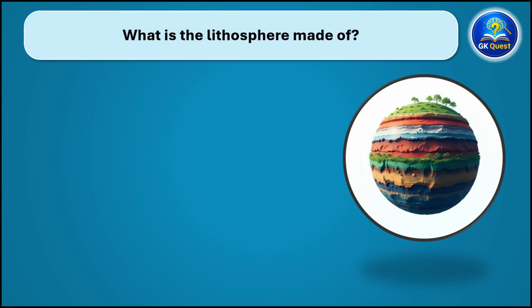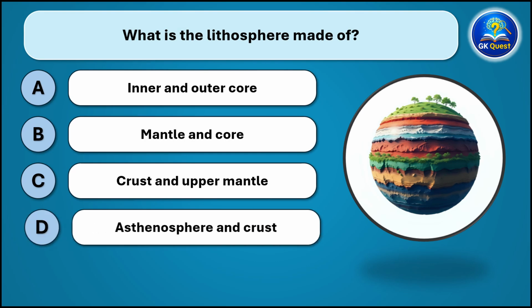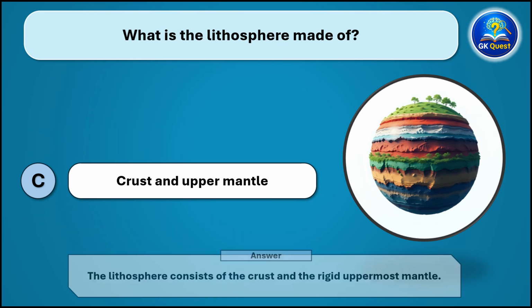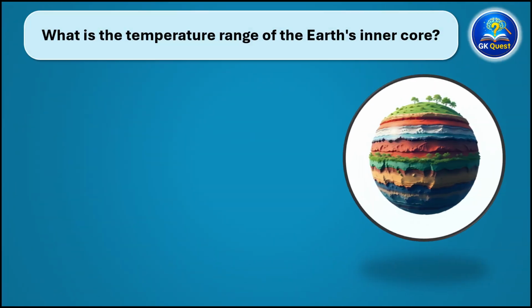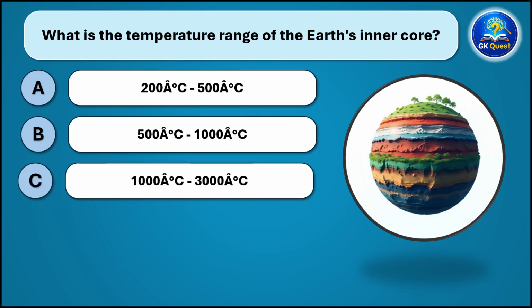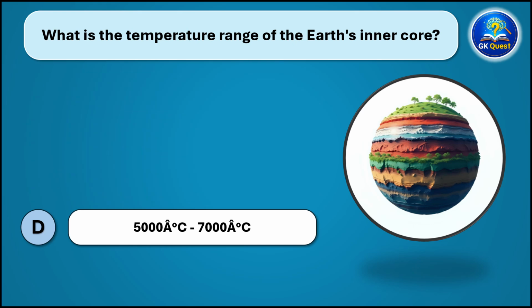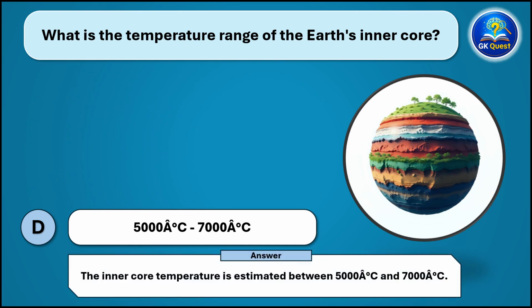What is the lithosphere made of? The lithosphere consists of the crust and the rigid uppermost mantle. What is the temperature range of the Earth's inner core? The inner core temperature is estimated between 5000 degrees Celsius and 7000 degrees Celsius.